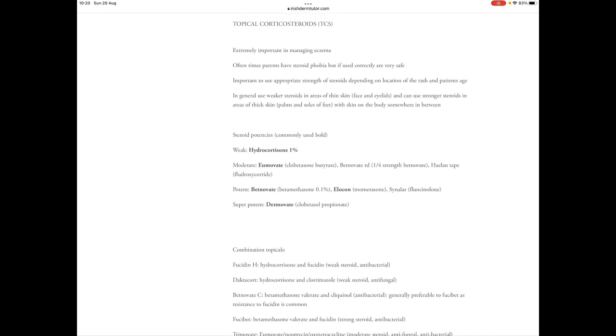We'll now move on to topical steroids, and again, they are very important in managing eczema. Oftentimes parents or patients might have a steroid phobia, but in general we say if it is used correctly and as prescribed, they are very safe. It is important to use an appropriate strength of steroid depending on the location of the rash and the patient's age. In general, we use weaker steroids in areas of thin skin, such as the face and eyelids, and we can use stronger steroids in areas of thick skin, like the palms, soles of the feet, and the scalp. And obviously, we can use stronger steroids in adults, and we might have to use weaker steroids in a pediatric population.